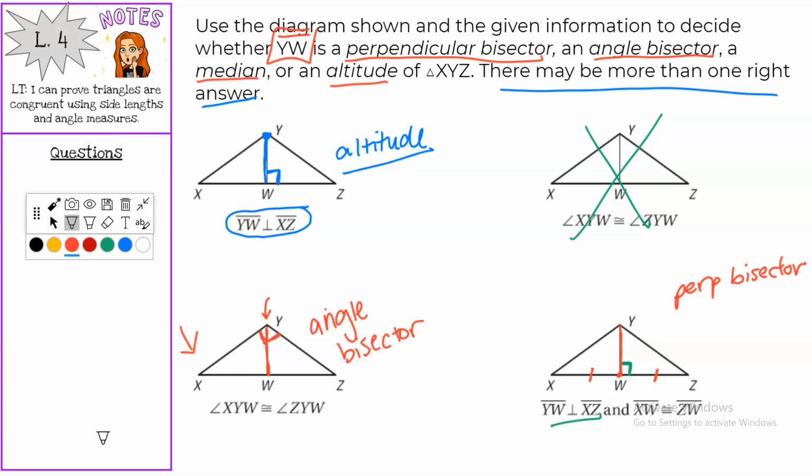We can't call it an angle bisector because we don't know that it bisects the angle, but we can also call it a median because it stems from a vertex to the midpoint because we know that W is the midpoint because of the congruent pieces. And then we can also call it an altitude because it stems from a vertex and is perpendicular to the opposite side. So sometimes it's only one and sometimes it can be multiple things.